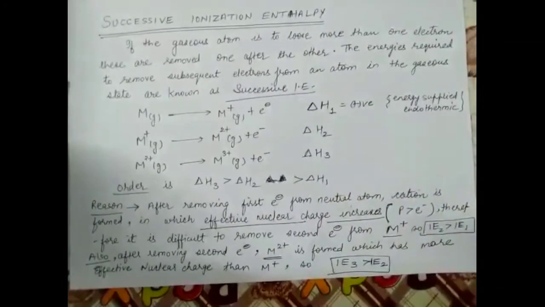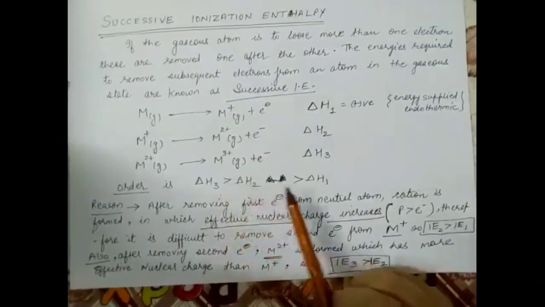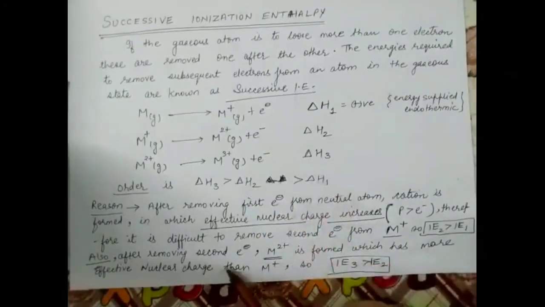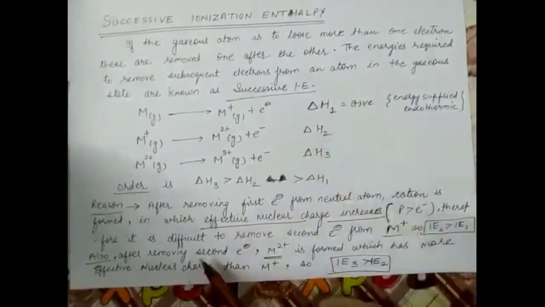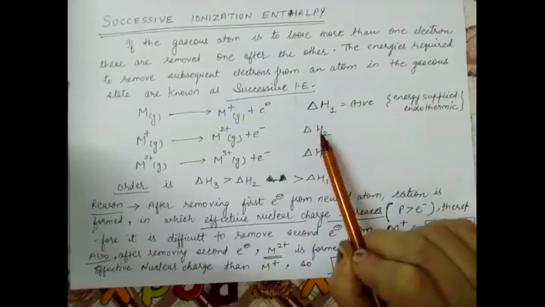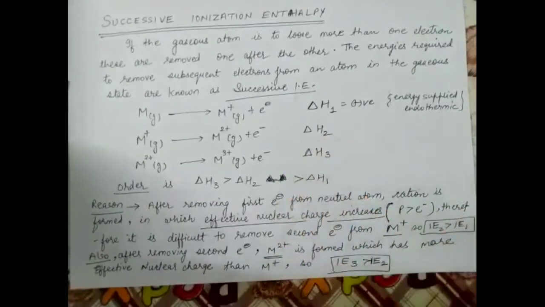Now are the 3 values the same, because every time we are removing one electron only, or are the 3 values different? The answer is that the 3 values are different. And what is the order? Delta H3 is greater than delta H2, which is greater than delta H1. It means it is very difficult to remove the third electron, then the second, and then the first. The first electron is lost very easily, then more energy is supplied to remove the second, and again more energy is supplied to remove the third electron. This is the order of ionization enthalpy.